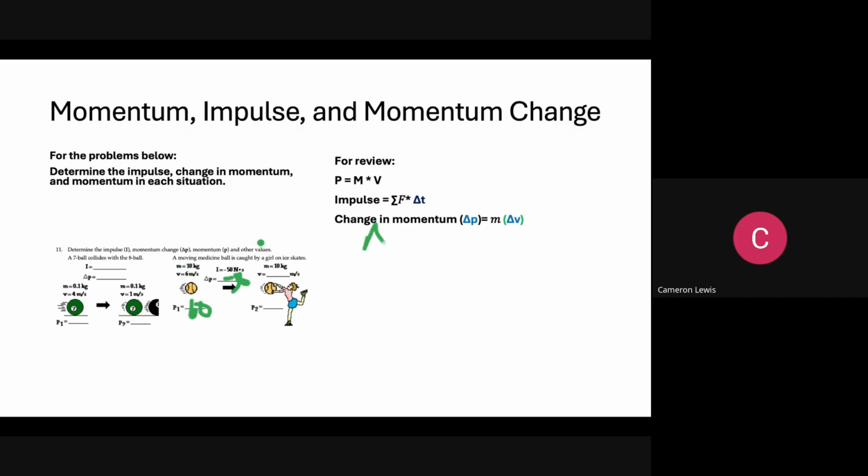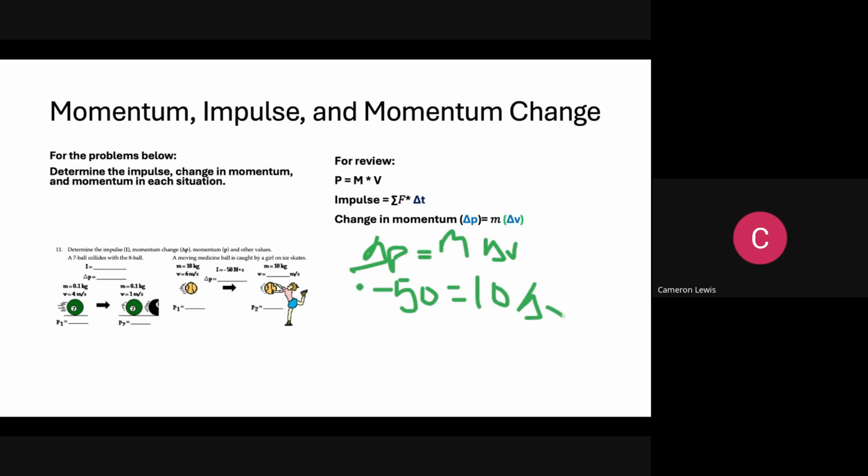So if I come over here, my change in momentum is also equal to, actually, let me do it this way so it's easier, because we can go the way that you see on the screen. My change in momentum is equal to my mass times my change in velocity, right? I know that my change in momentum is negative 50. I also know that my mass is still the same. We can see in the diagram, 10. So now I need to figure out what my change in velocity is.